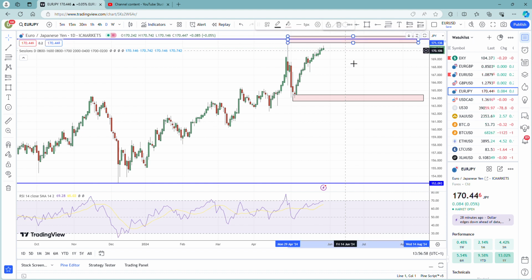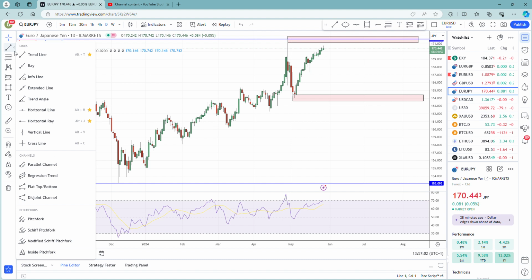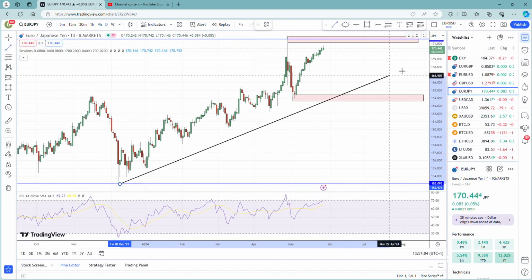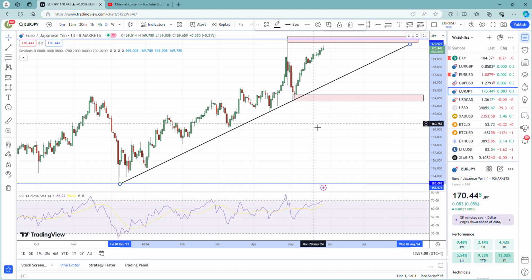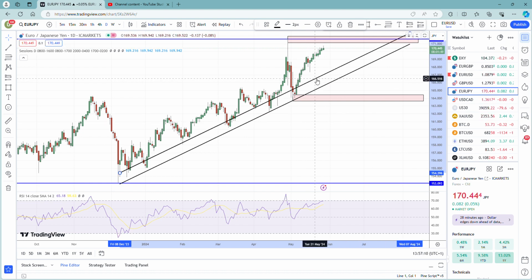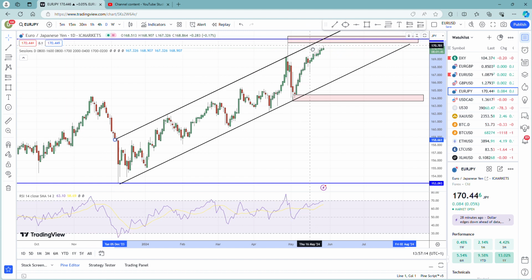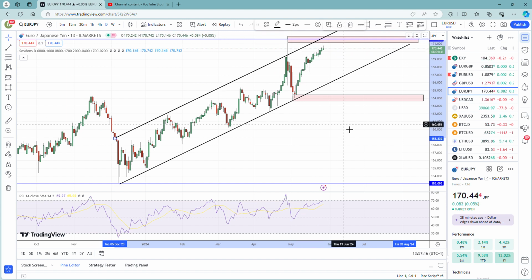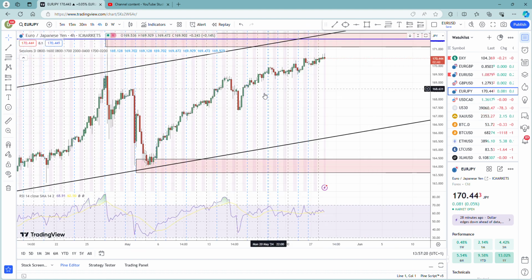Once you've got those two levels, you can see there's an actual upward trend line as well, so you can draw that in just to aid your analysis. So you can see it's clearly an upward trend. If you go into H4 time frame, repeat the process once again.